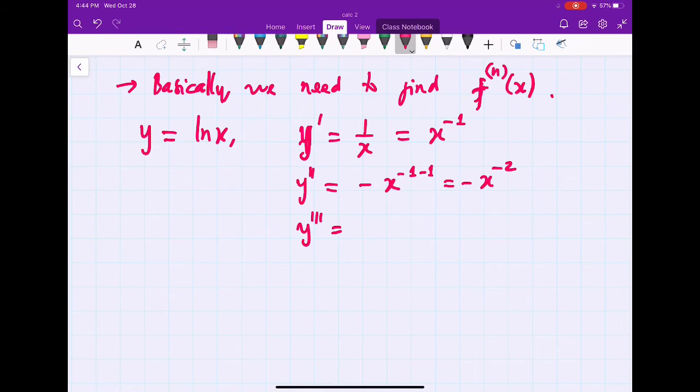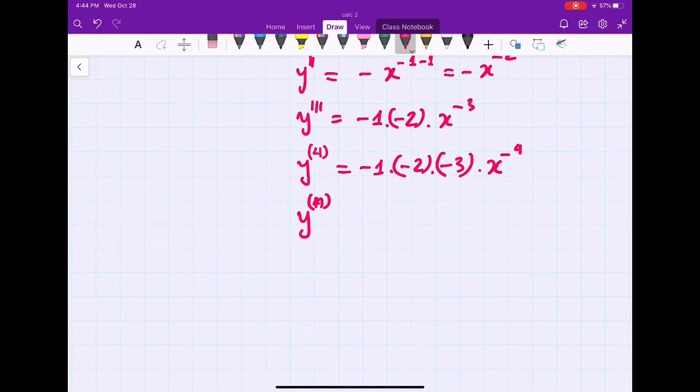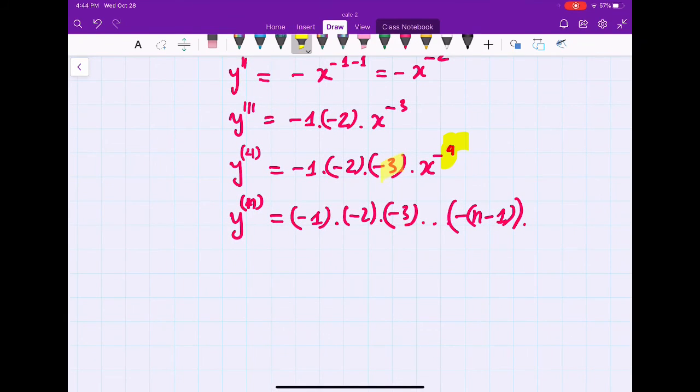The third derivative, sometimes we need to try a little bit before we guess the general form of the derivative. So the third derivative is equal to negative 1 times negative 2 times x to negative 3. It seems like we are already close to the general form. Okay, let's do that one more time. The fourth derivative is negative 1 times negative 2 times negative 3, you see that? And x to negative 4. So you may think the nth derivative is negative 1 times negative 2 times negative 3 and so on times negative (n minus 1). Is that correct? Here we have 4, and here you have 3. So here you have x to negative n.